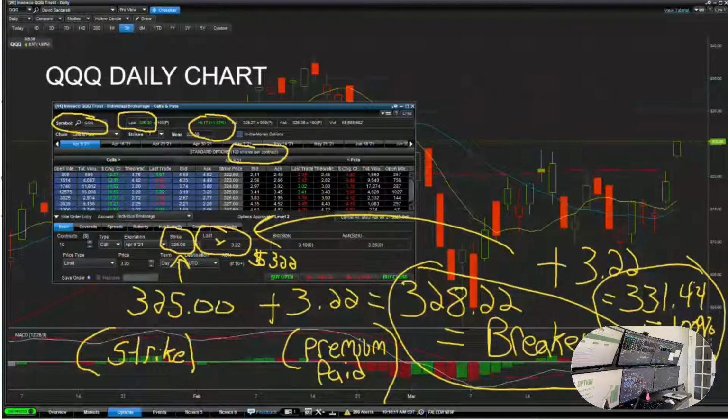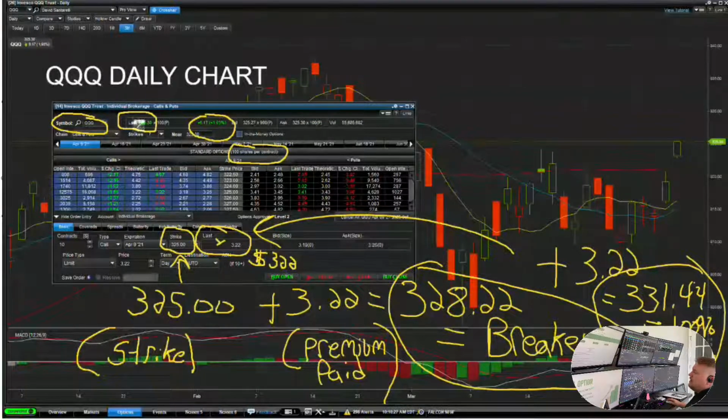So that's what's really important here. And understanding with options, you only need this stock to climb by what? About another 2%, another 2% climb from now until April 9th, and this is going to make a 100% return.